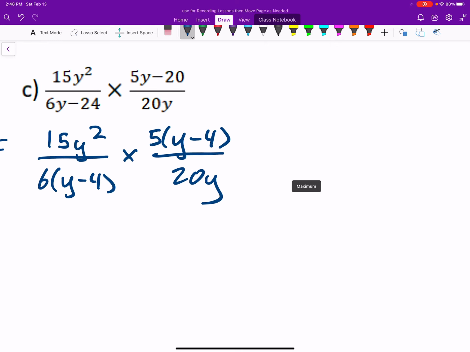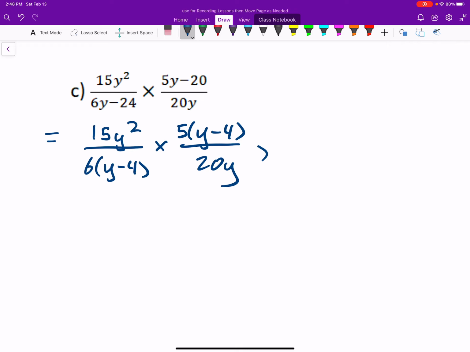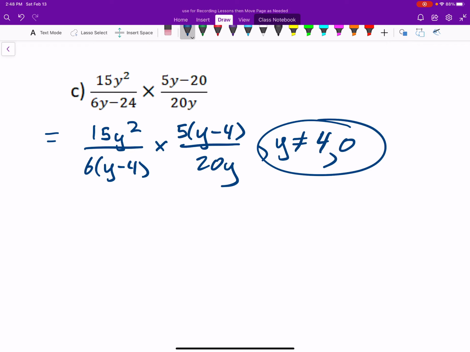Okay, now I can see what my restrictions are pretty easily. From this one, I can see that y cannot equal 4, because if y equals 4, I'm going to get 0 times 6, which is 0, and I'll have a division by 0 problem. This one's a monomial. We've seen that anytime it's a monomial, then the variable, if it equals 0, it's a problem. If y equals 0, 0 times 20 is 0, and we still have a division by 0 error. So there's the restrictions. Let's reduce.